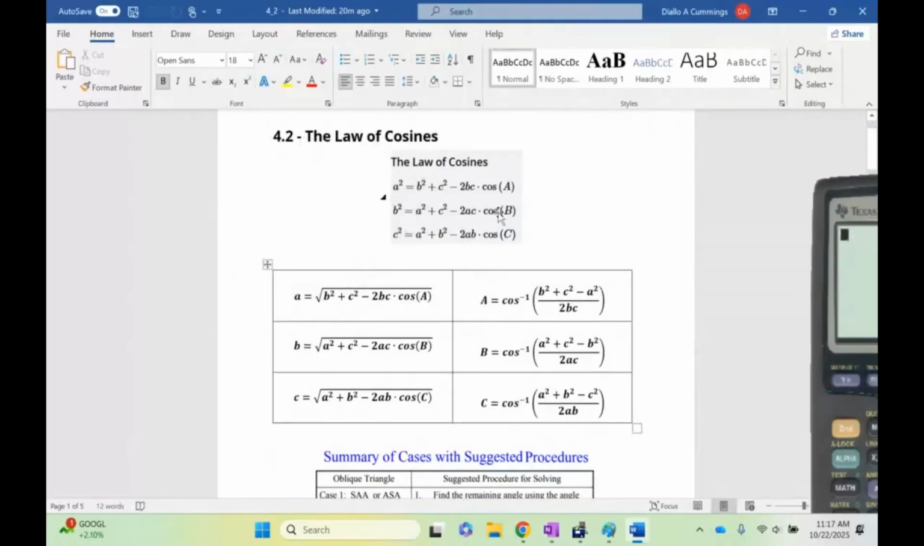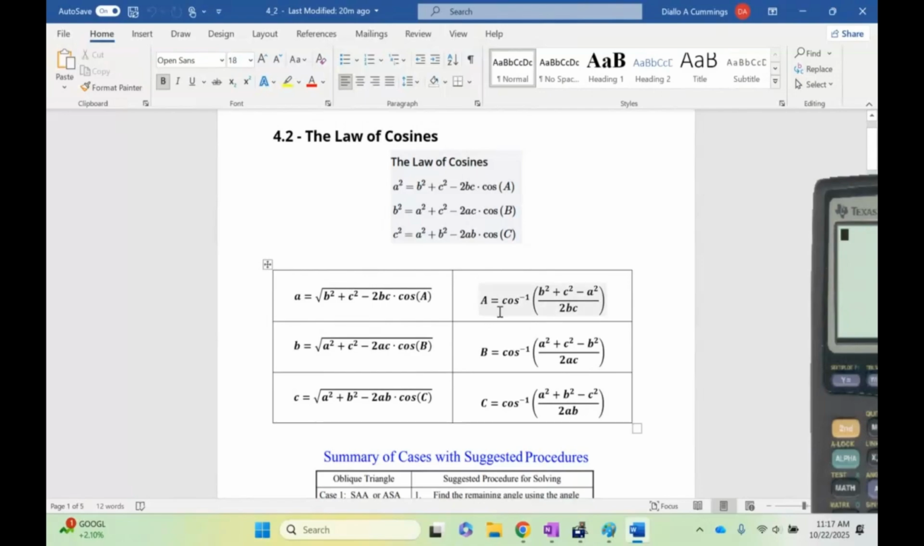So if you take the square root of both sides, notice the square root and the square cancel, and then you have a. The square root is sort of stuck on the opposite side. So that's what happens for a, b, and c.